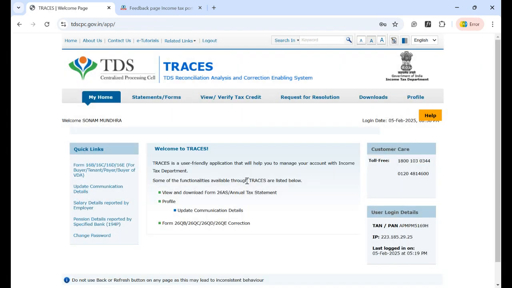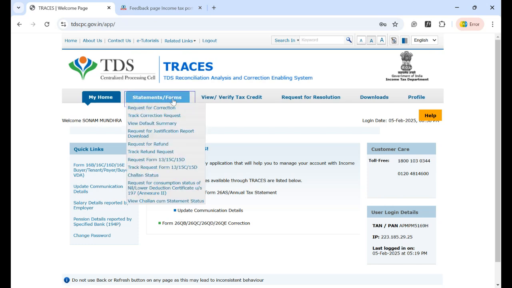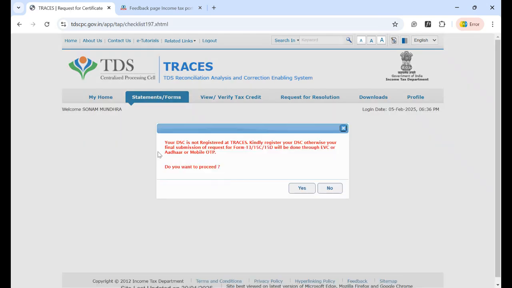After logging in as a taxpayer in this system, we are supposed to go to statement forms. Here we will request Form 13, 15C, 15D. We will go with this one, request Form 13. My DSC is not registered. I want to proceed without DSC.